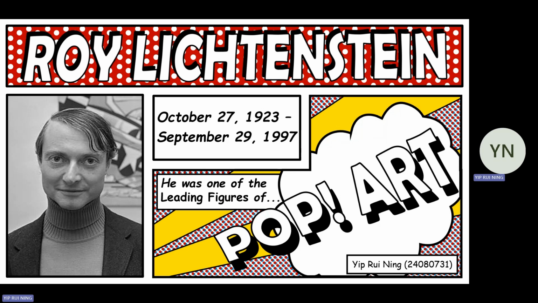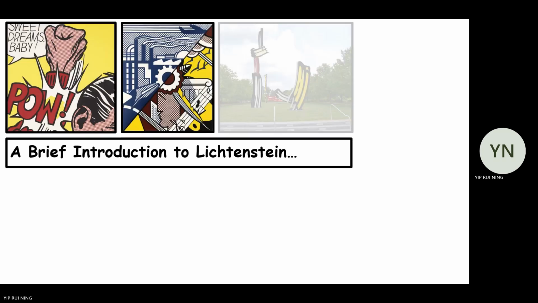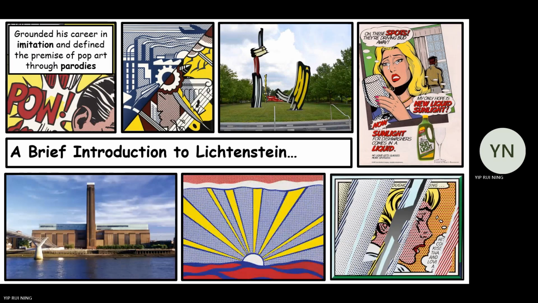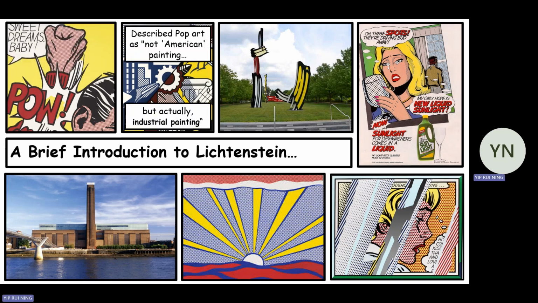I'm Raining, and the artist I'm presenting about is Roy Lichtenstein. Roy Lichtenstein was born in 1923 and died in 1997. He was one of the US's leading figures in the pop art movement. Roy Lichtenstein grounded his career in imitation, defining the premise of pop art through parodies. He described pop art as not American painting, but actually industrial painting.